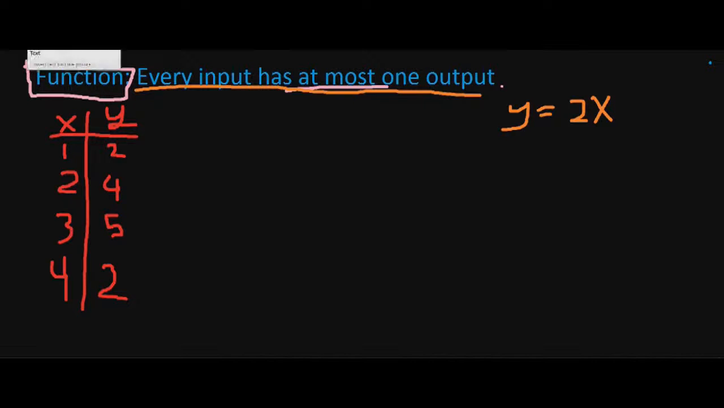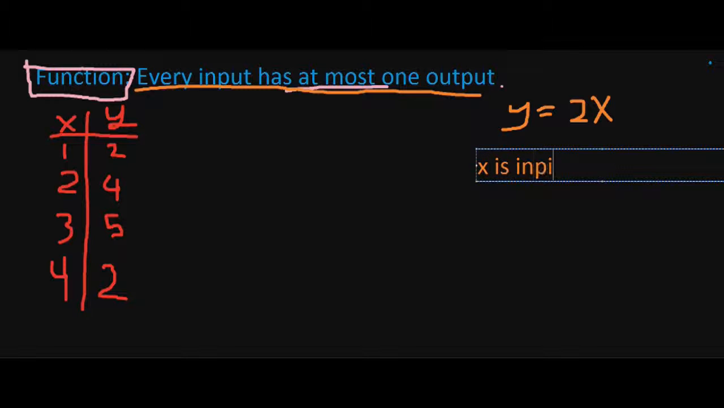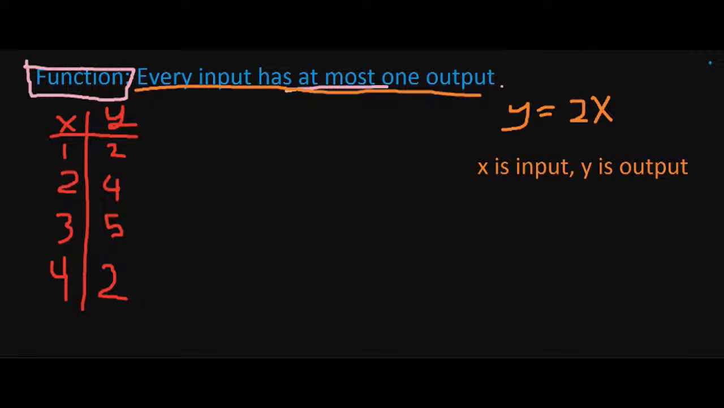So if that helps at all, then I recommend writing that down. X is input, y is output. Alright, so if we go back to our table over here, let's figure that out. Does every input x have at most one y?